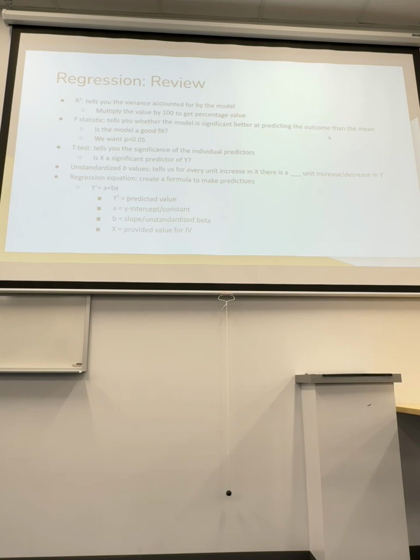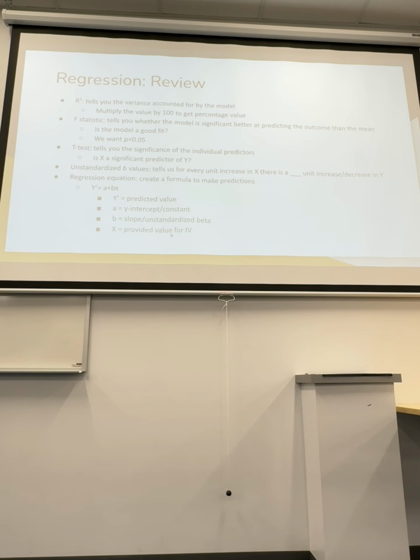And then you have your regression equation, which is allowing you to create a formula to predict future scores. You have your y prime, which is obviously your dependent variable. You have your a value, which is your constant, which can be found in your coefficients table. You have your beta value, which is your slope, your unstandardized beta, which is also the thing that tells you for every unit increase. And then you have your x, which is your observed value for your independent variable.